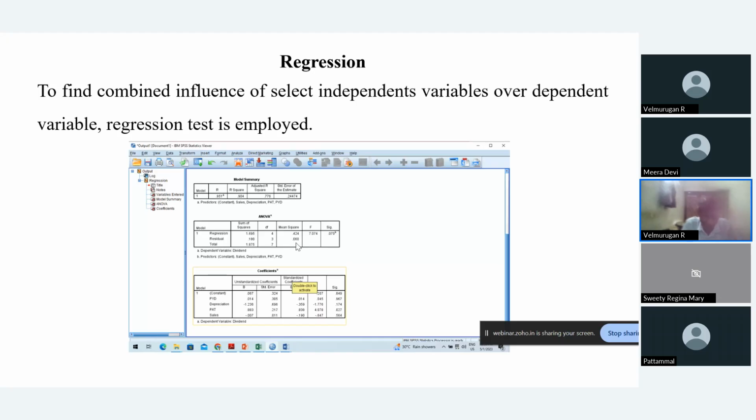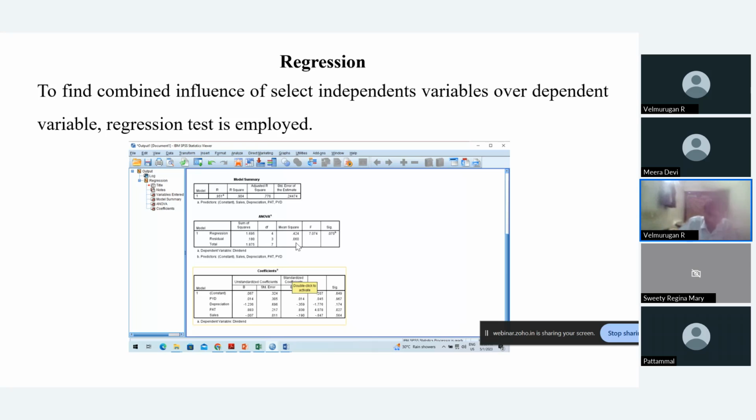Initially, here the advertisement is said to be an independent variable. Discount is said to be an independent variable. Offers is said to be an independent variable, whereas sales is said to be the dependent variable. That is the purpose of computing regression: to find the combined influence of selected independent variables over the dependent variable.